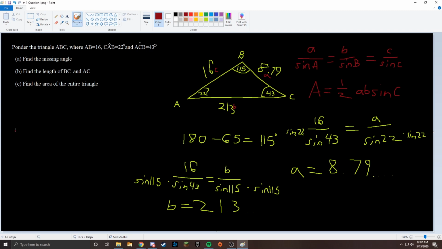Alright. So, once you put that in your calculator, A should equal 63.7... 3 sig figs. So, yeah, that should be the area of the entire triangle. So, that's going to be a wrap on this problem. The next one is going to be a bit trickier.